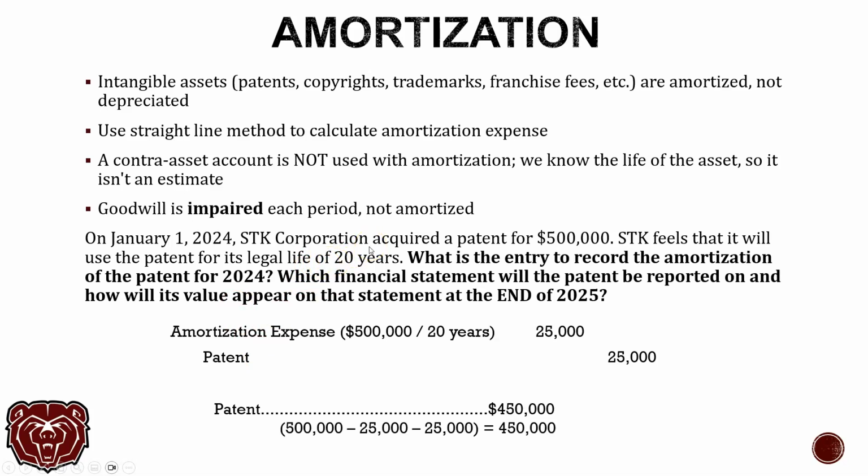Then finally, it'll go in your balance sheet, right? This is an asset. It will appear in your balance sheet, and it will appear as such. Patent, $450,000. That is the $500,000 cost plus 2 years of amortization. Okay.